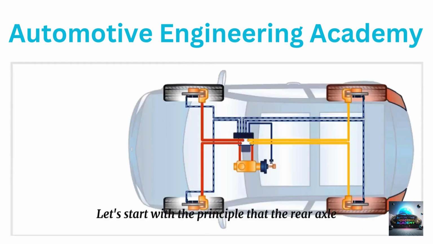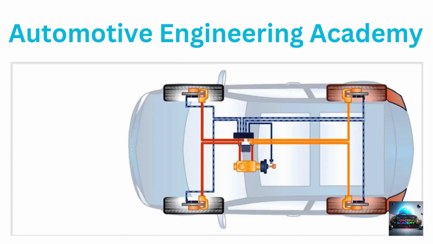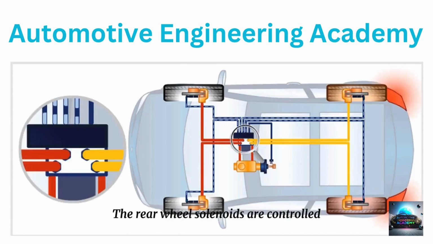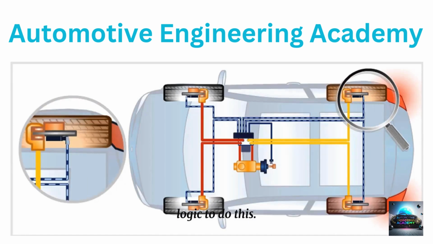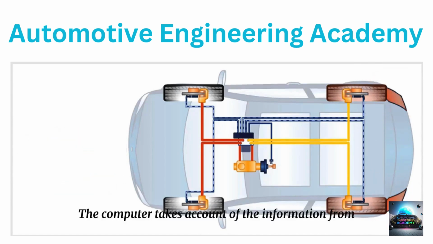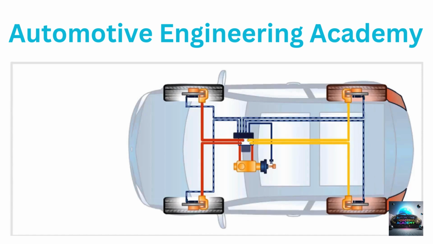Let's start with the principle that the rear axle must be braked using a force which is lower than the force used for the front axle. The rear wheel solenoids are controlled simultaneously. The computer uses the electronic brake distributor logic to do this. The computer takes account of the information from the rear wheel that is turning the slowest. This computer function is called select low.